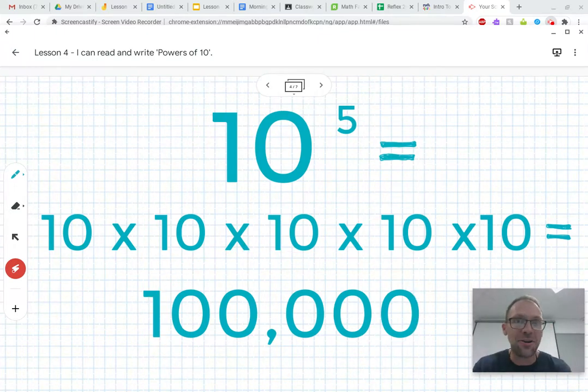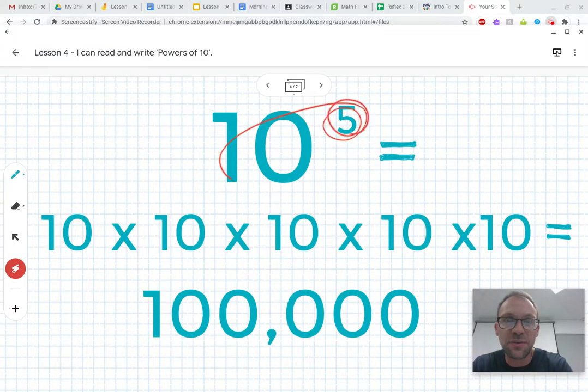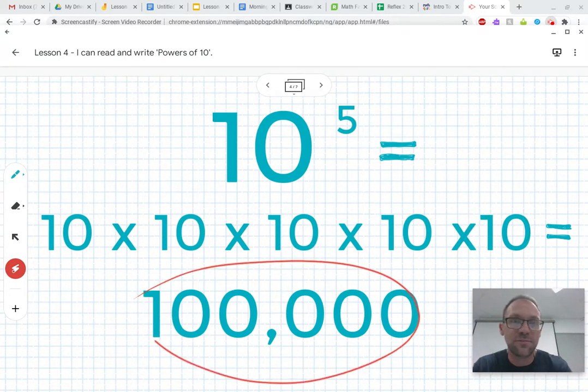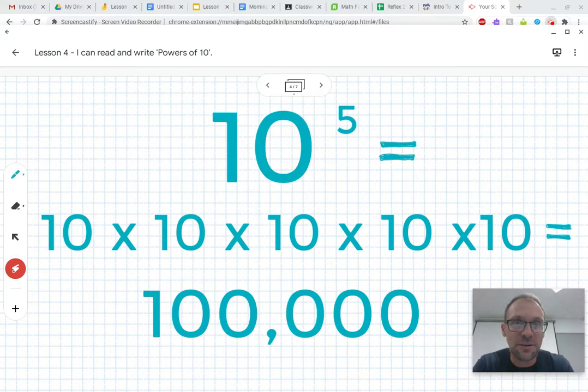Now there's a pattern here. Do you see any patterns or similarities between 10 to the 5th? Focus on the 5. 10 times 10 times 10 times 10 times 10 and 100,000. Look at the zeros. What do you notice?